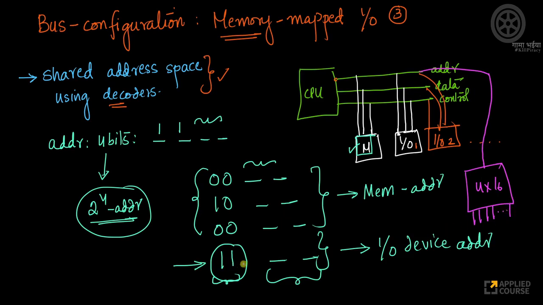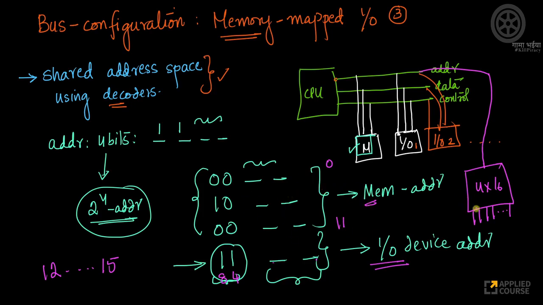What is this number now? 2 power 0, 2 power 1, 2 power 2. So this is 4, 2 power 3, this is 8. So numbers from 12 up to 15, address numbers from 12 to 15 should correspond to IO devices. Numbers from 0 to 11 should correspond to memory addresses. That's the core idea here, right?